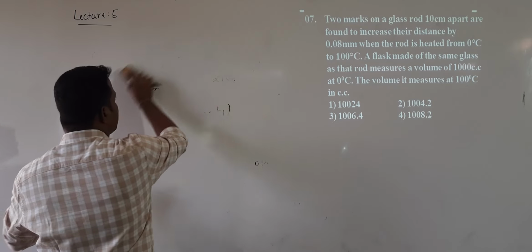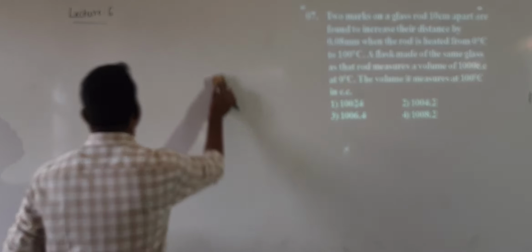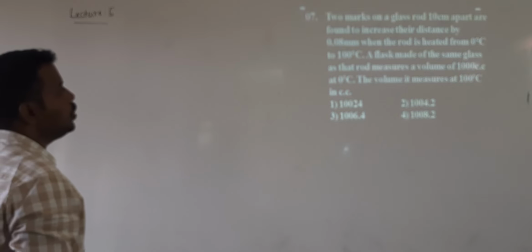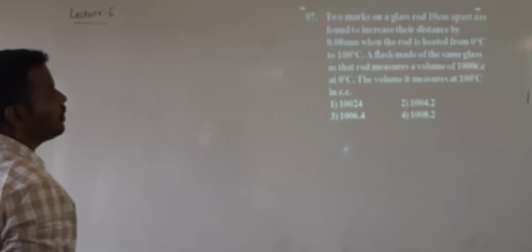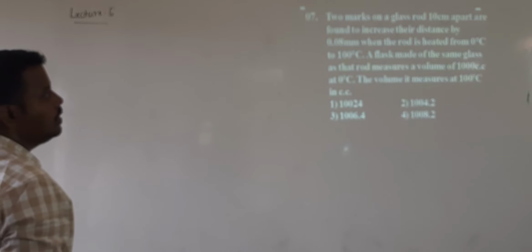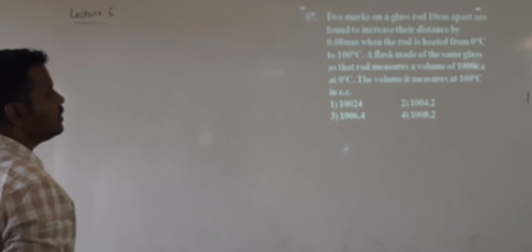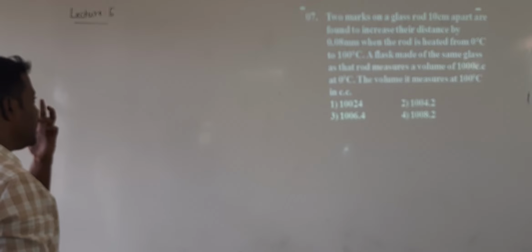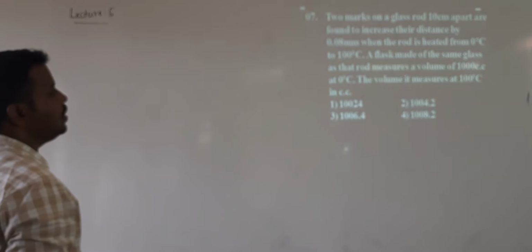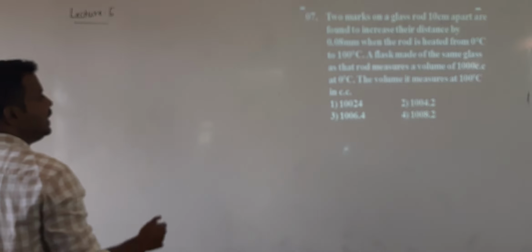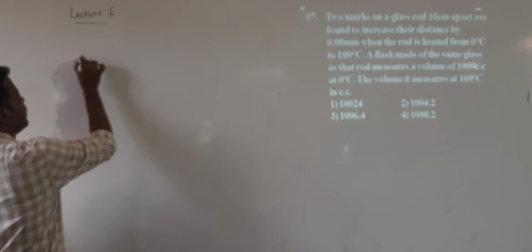So what is this question number 7? Two marks on a glass rod 10 centimeters apart are found to increase their distance by 0.08 mm when the rod is heated from 0 degrees to 100 degrees. A flask made of the same glass as the rod measures a volume of 1000 cc at 0 degrees. What is the volume when it is measured at 100 degrees Celsius?